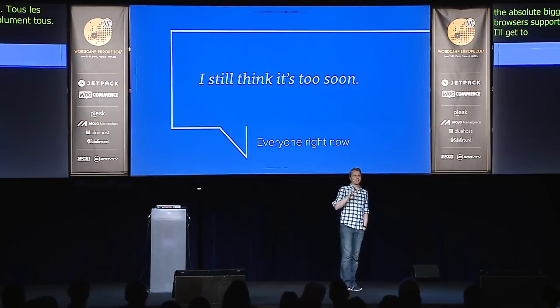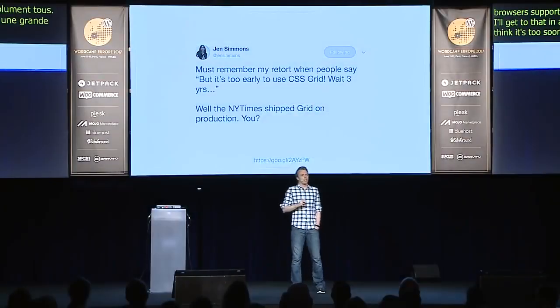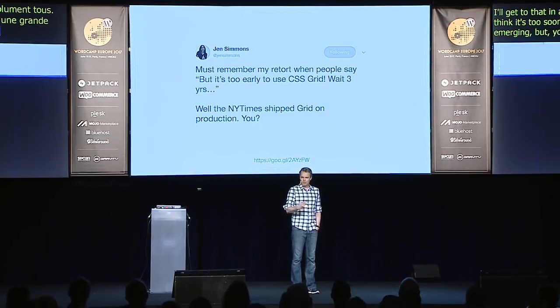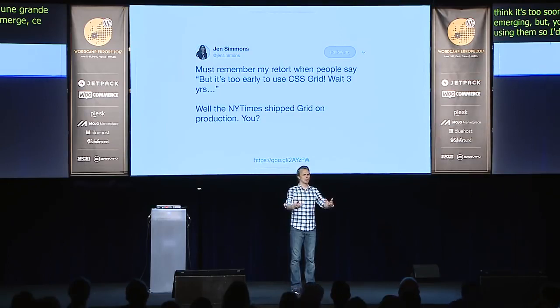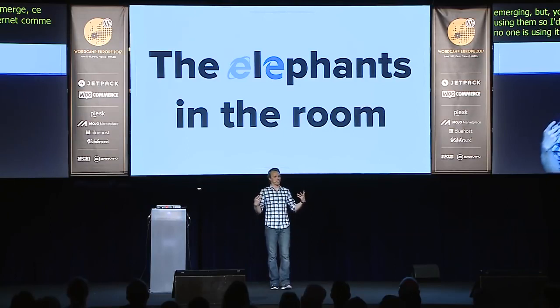Before we get to that, there's also the question of, I think it's too soon. This is emerging technology. It's not mature yet. True, it's emerging technology, but small websites like the New York Times have started using them. So I'd say any client that says we're not ready for this yet because no one is using it can be urged forward. This is something we can do today. But there are two elephants in the room, right?